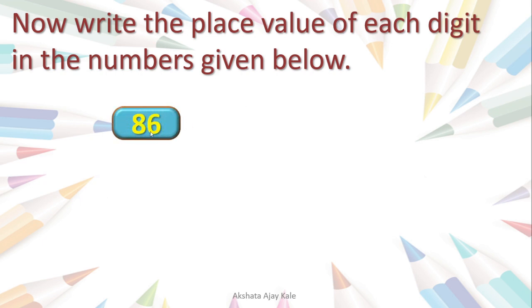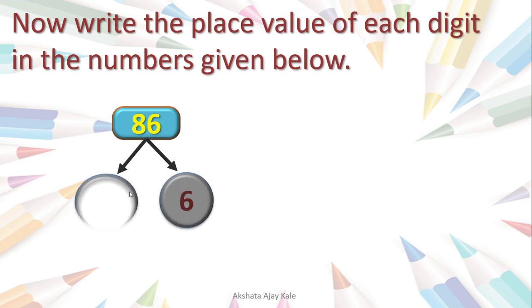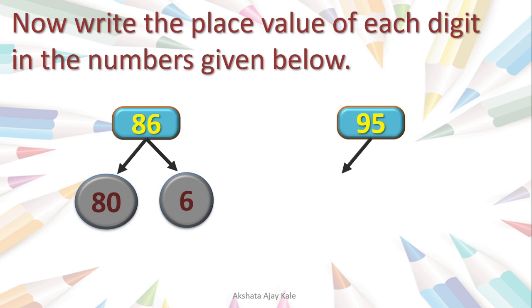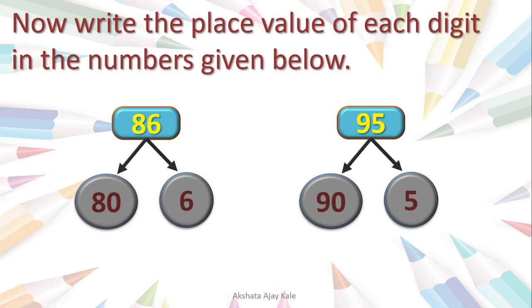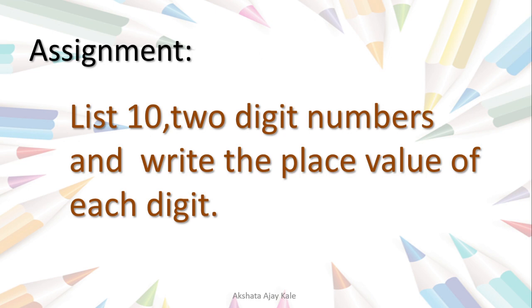Next number 86. Here 6 is in unit place. 8 in the tens place. So the value of 6 is 6. And the place value of 8 is 80. Because it is in tens place. Right? 95. 5 is in unit place. 9 is in tens place. The place value of 5 is 5. And the place value of 9 is 90. Right? Yes, dear children. I hope you understood all the things about the place values of 2 digits.